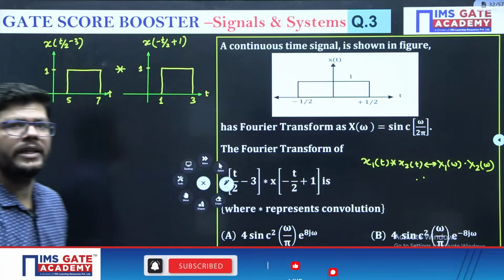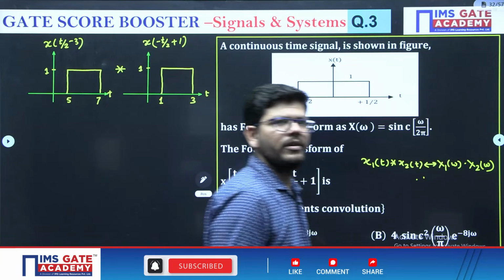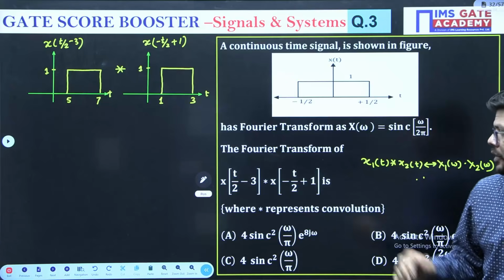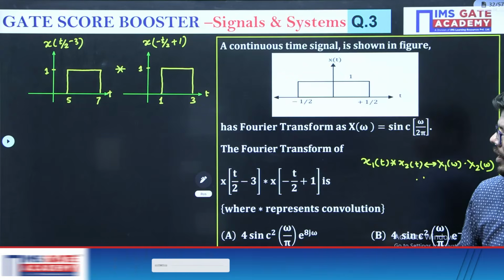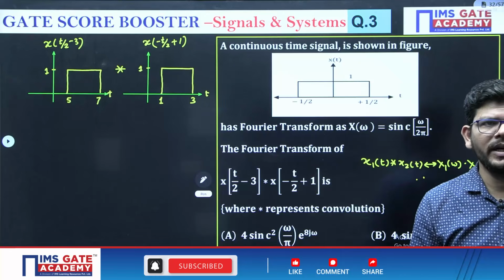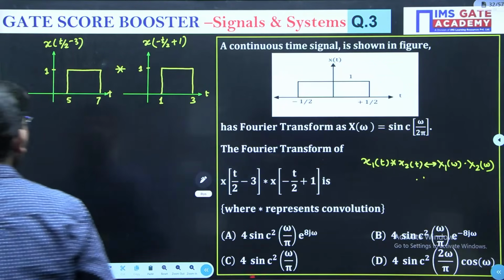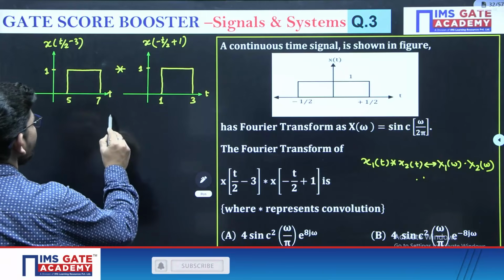Convolution in time domain is multiplication in frequency domain. So either you can use this property, or get the convolution of these signals first and then take the Laplace transform, whatever is feasible to you. You can do both things. So let me do the convolution here first.